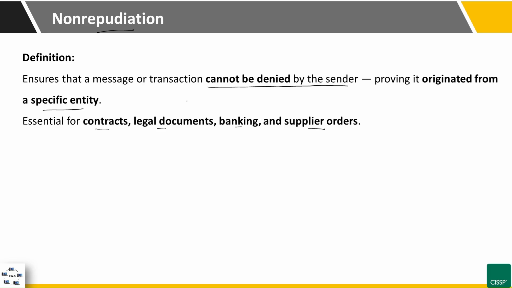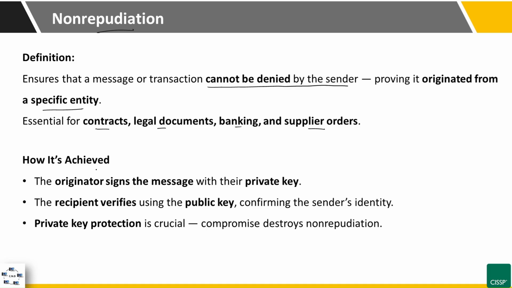So how do we ensure non-repudiation? It is achieved like this. The originator signs the message with their private key. Remember, the private key is always with its owner only. The recipient verifies using the public key of the sender, or the public key of the originator, confirming the sender's identity. Private key protection is crucial. Compromise destroys non-repudiation. So if the private key is lost, non-repudiation can no longer be ensured.